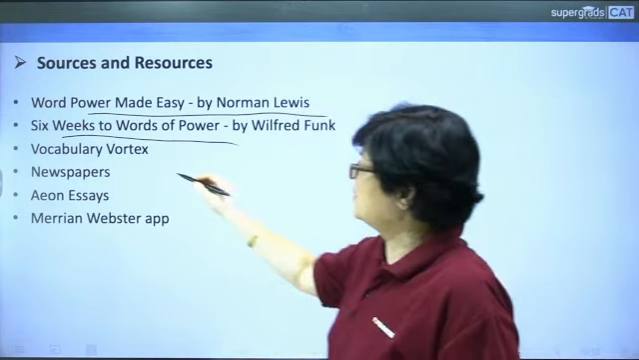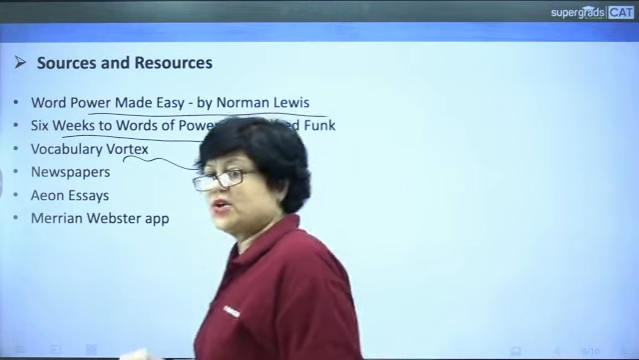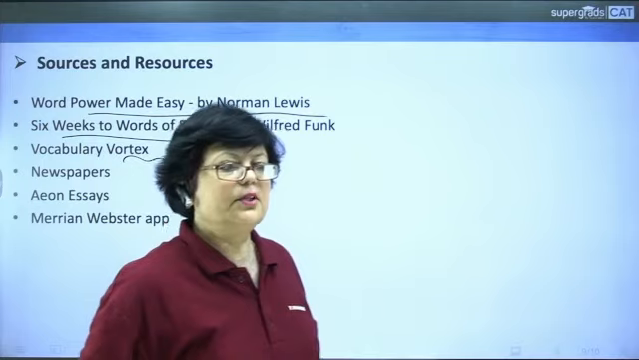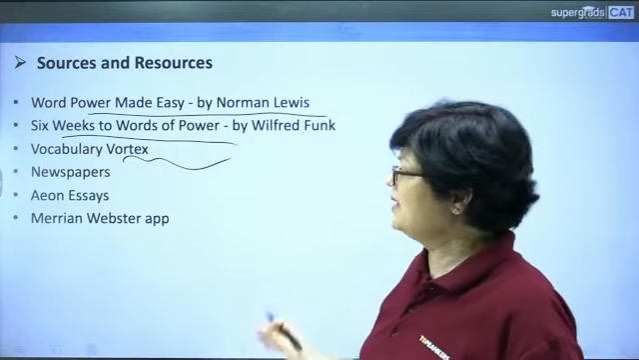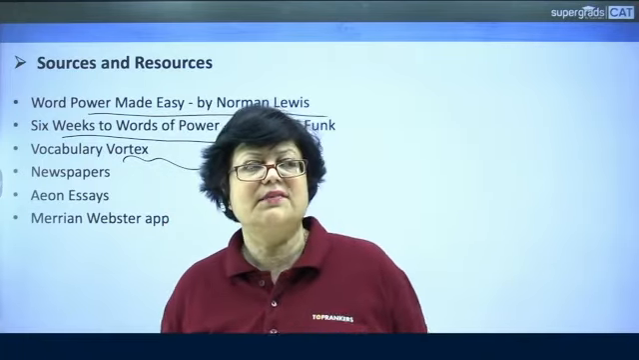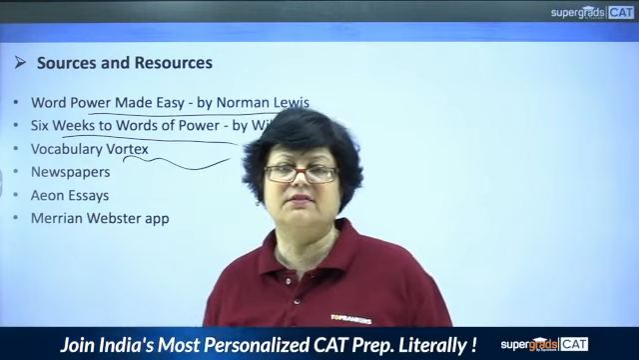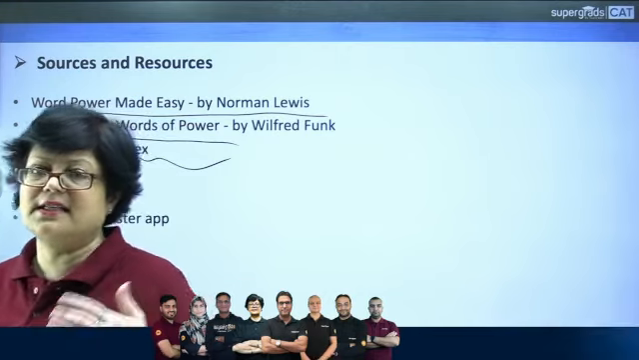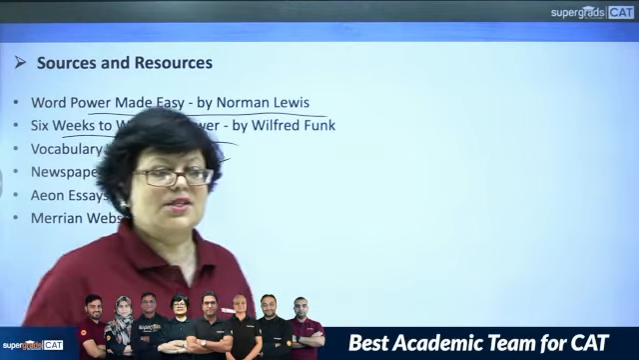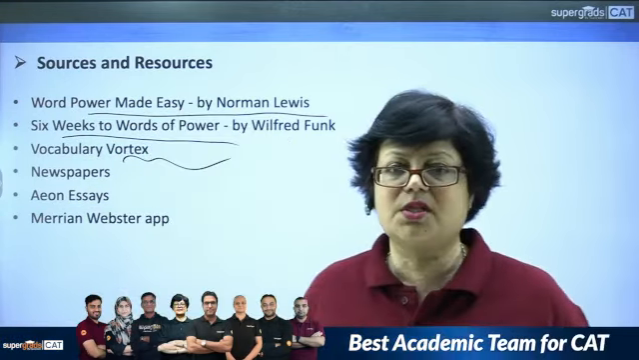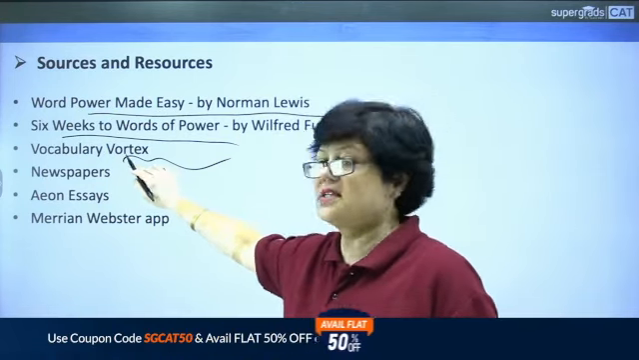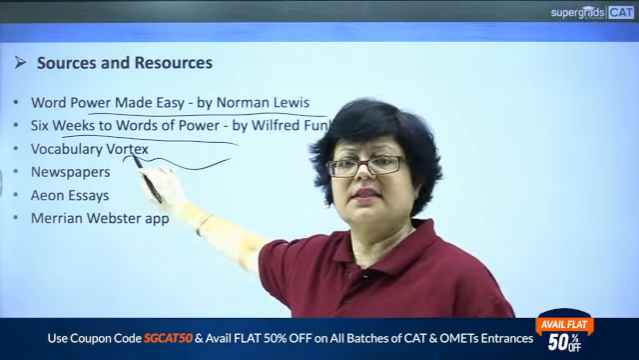Next comes Vocabulary Vortex, which is actually a production of SuperGrads Top Rankers, which is a wonderful book. It carries all kinds of questions related to one word substitution, errors in the construction of sentences, fill in the blanks, take the correct option, cloze tests, synonyms, antonyms, words confused, what not. Everything is covered in this book, which is a publication of our institute.